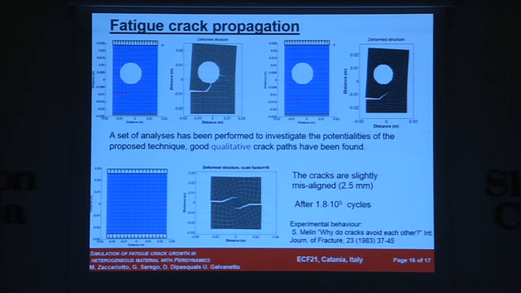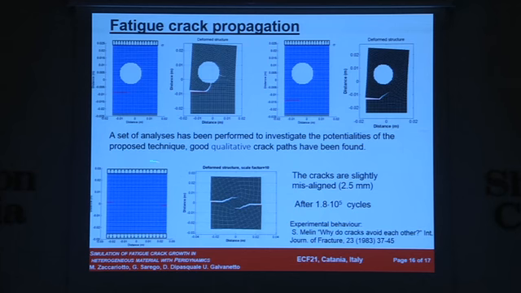In the last set of simulations, we have studied a plate with a hole and a pre-crack. Depending on the pre-crack position, the fatigue crack grows toward the hole if the initial crack is near to the hole center, or the fatigue crack tries to avoid the hole if the initial pre-crack is far from the center.